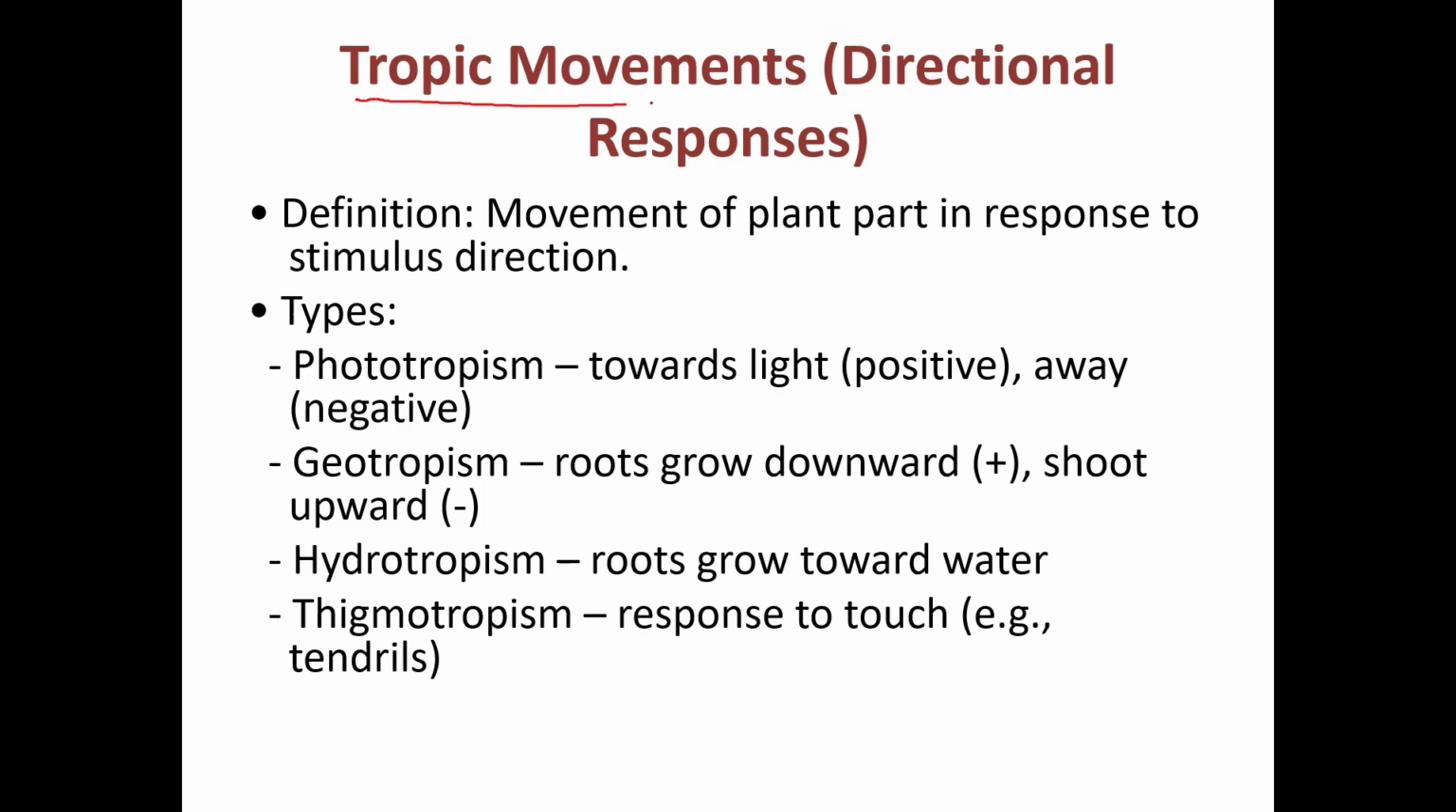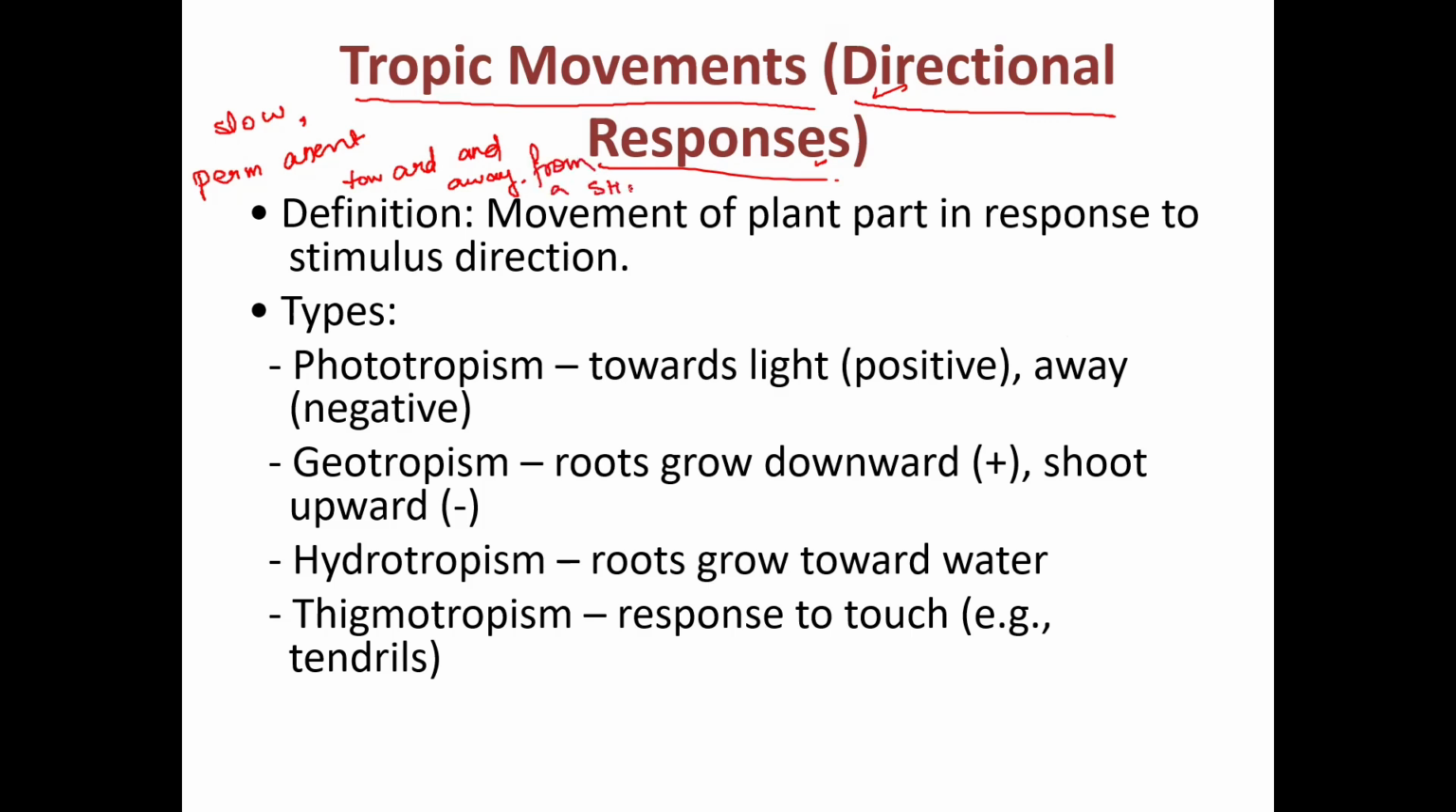So these are tropic movements. First, let's discuss tropic movement, which is also called directional response. Tropic movements are directional. These are slow, permanent movements towards or away from a stimulus. So it may be both towards and away from a stimulus. Let's define it: movement of a plant part in response to stimulus direction. Its first type is phototropism, towards light, bending of a plant part towards light, that is positive, but away from light, that is negative.